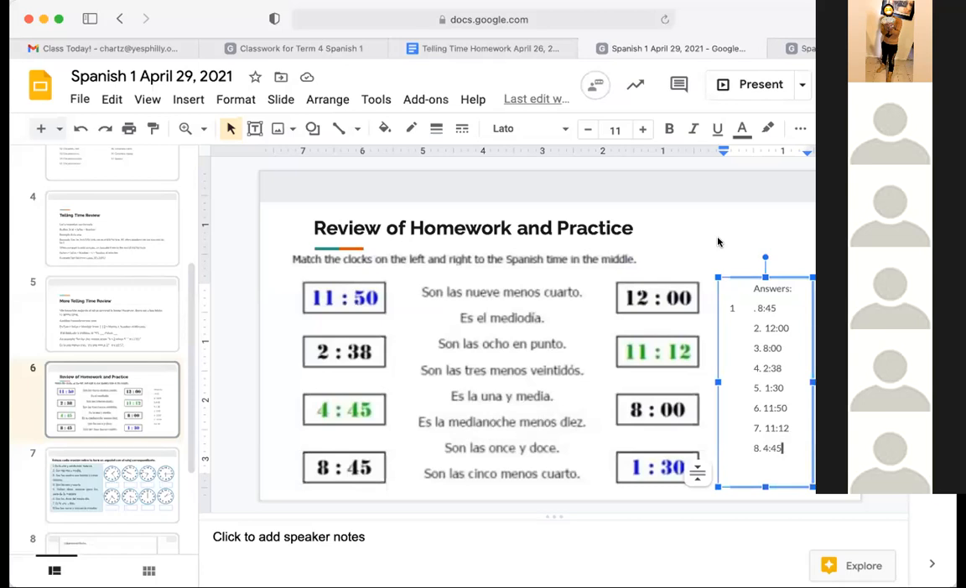Okay. So everyone that was here for this one, does this make sense to everybody? Are we good with that? I do have a couple more exercises here.